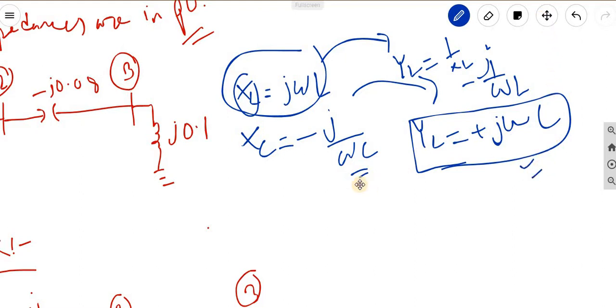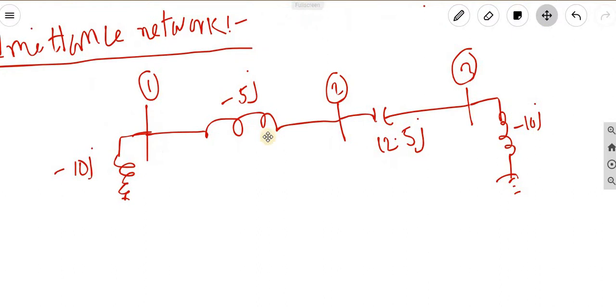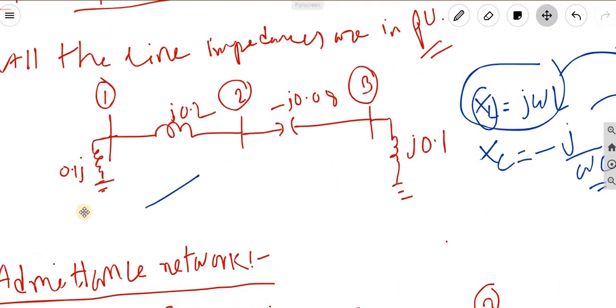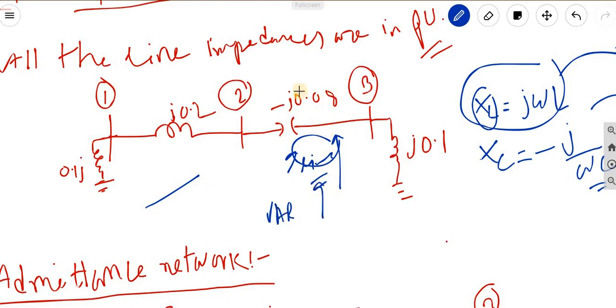Now see, the network is given like this, with j0.1, j0.2, and here is a capacitance in between buses 2 and 3. Why is this capacitance present, why is it not a line? In the later course you will see why this is happening, because here compensation is being done. Because if it is capacitive, then the reactive power that it can deliver to the line, if it is capacitive.